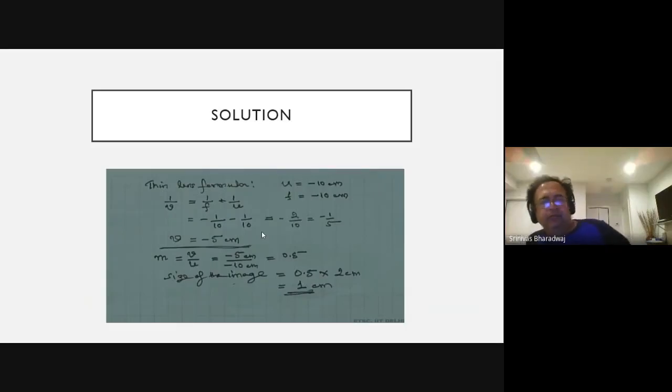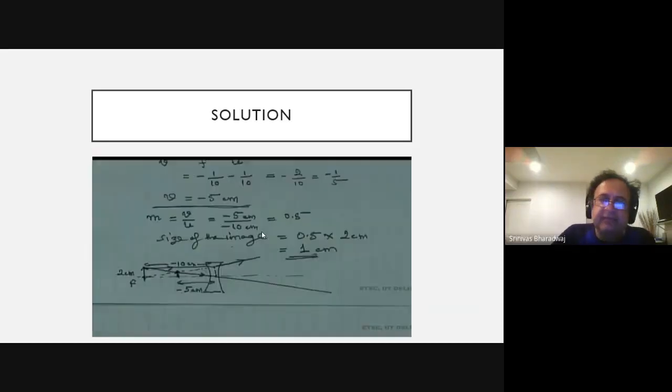Therefore, using that formula, right? You then look at the original image was 2 centimeters. Therefore, 0.5 times 2 is 1 centimeter. Remember that a concave lens will make things smaller. Convex lens will make things bigger, right? So that is what they are saying, right?